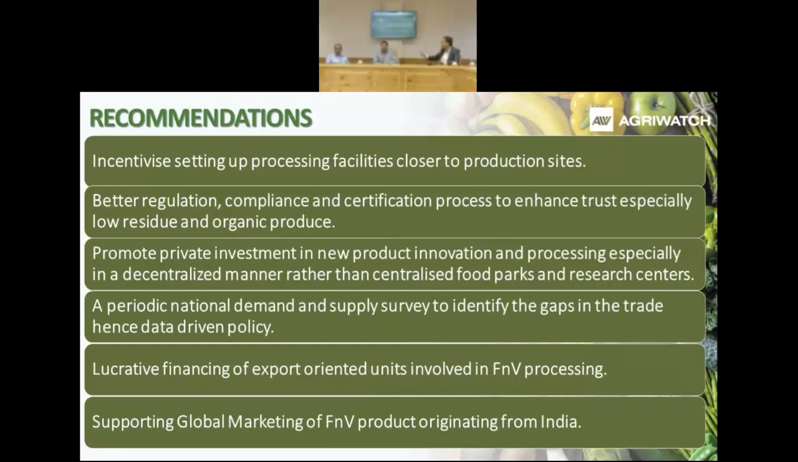Export-oriented units get some subsidy, but the financing is a big challenge. If I'm sitting on a container of banana, nobody wants to insure it, nobody wants to fund it, right? So that's a great challenge that needs to be solved. Supporting global marketing of FNV products originating from India.